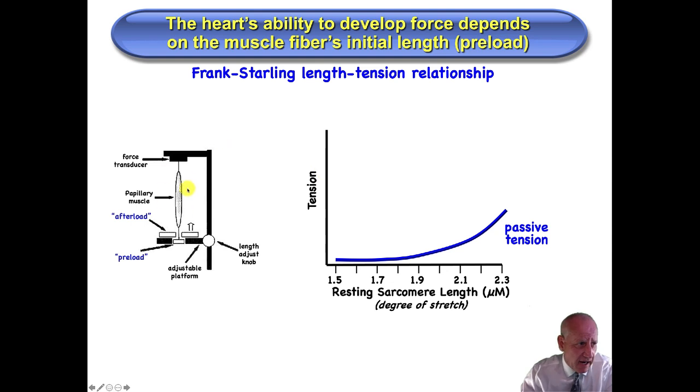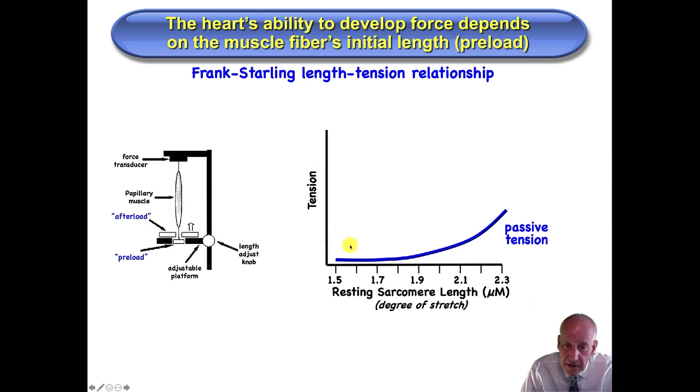Suppose we dissect out a single heart muscle fiber. Let's say it's a papillary muscle. And we attach it to a rack whose length can be varied by adjusting this knob. In other words, the degree to which the muscle is stretched. And on the end of the rack, we have a force transducer that can measure the tension developed by the muscle.